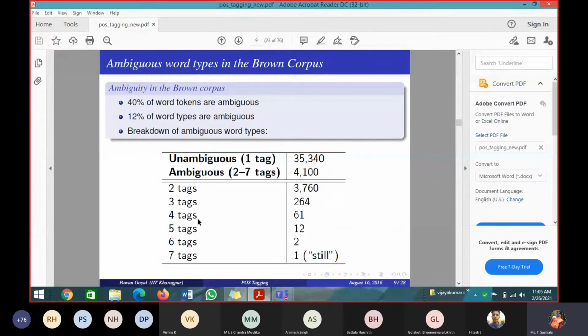What are tokens and what are types? They have taken the Brown corpus, some corpus data, and made some analysis to find out how much ambiguity there is. How much is unambiguous in that data set and how much is ambiguous in your data set? Based on that, you have to solve it. So from this table, can you analyze and tell me what you can infer?